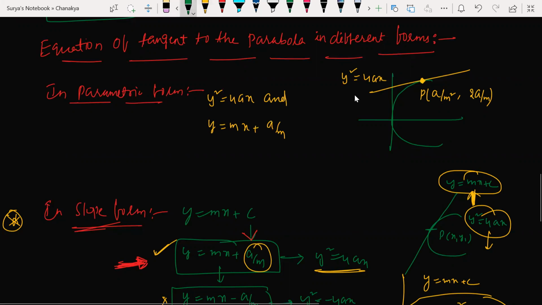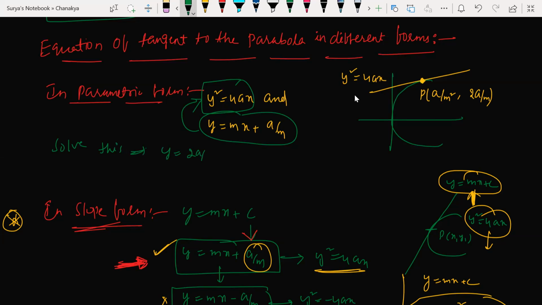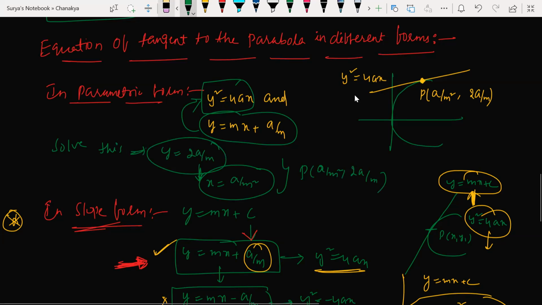Guys, look at this now. Take this y value and substitute here. Solve this so that you will get the y value as 2a/m. If you know the y value, you can find the x value from that as a/m². So your point is going to be a/m² comma 2a/m. This is how you can derive it.